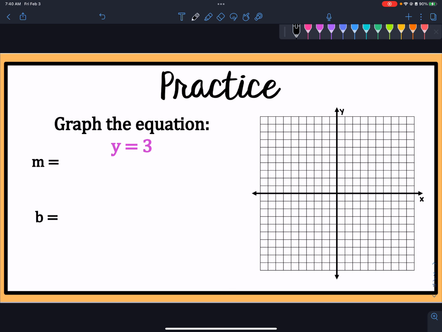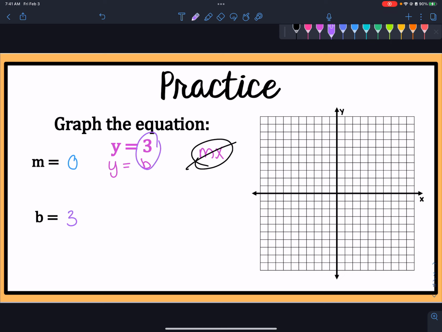Okay, now we're getting into some special cases. So in this case, I have y = b. Notice that I don't have m or x, right? M or x are not in this equation. So my slope, if that's truly the case, my slope is actually 0, okay? And that means my b value is 3.